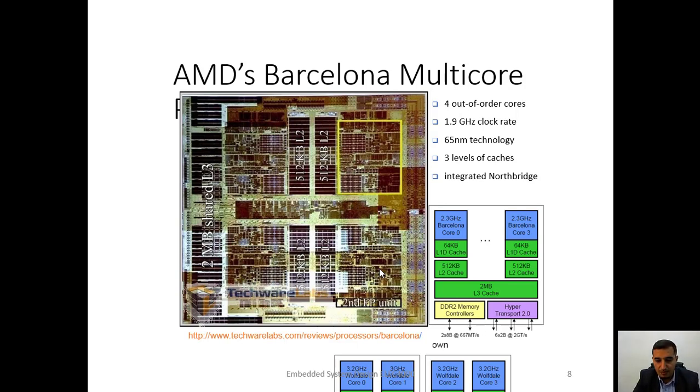Now, this is an example of the AMD Barcelona multi-core processor. And as you can see here, this processor, it's not very easy to read, but you have here the two here.